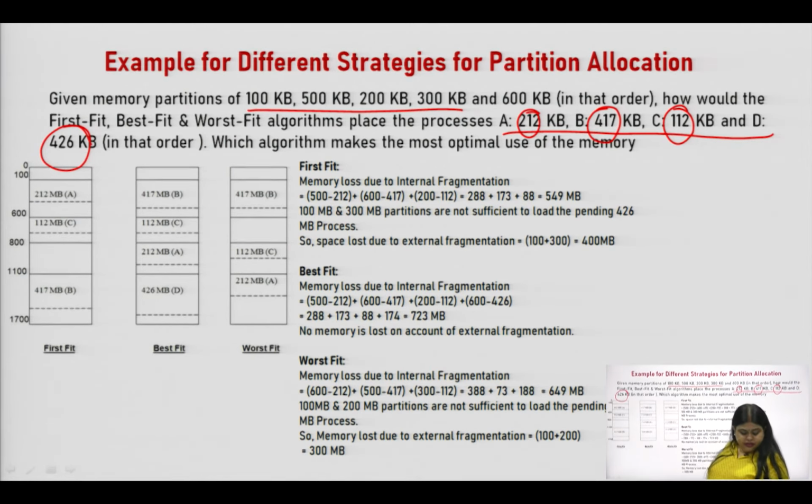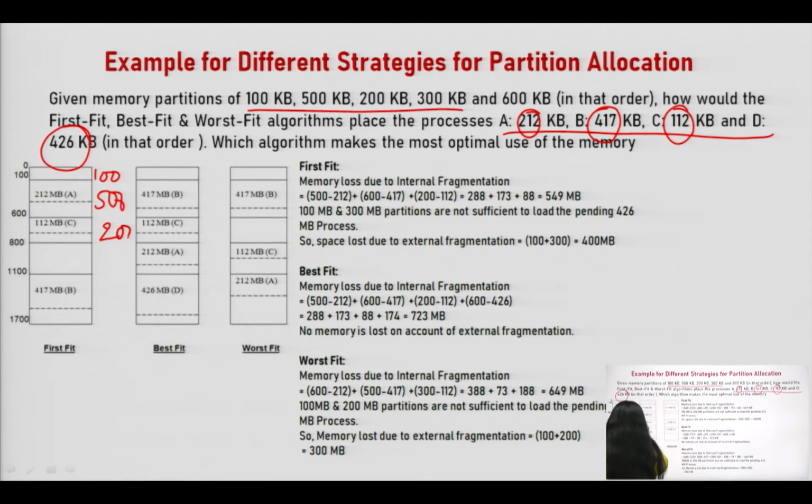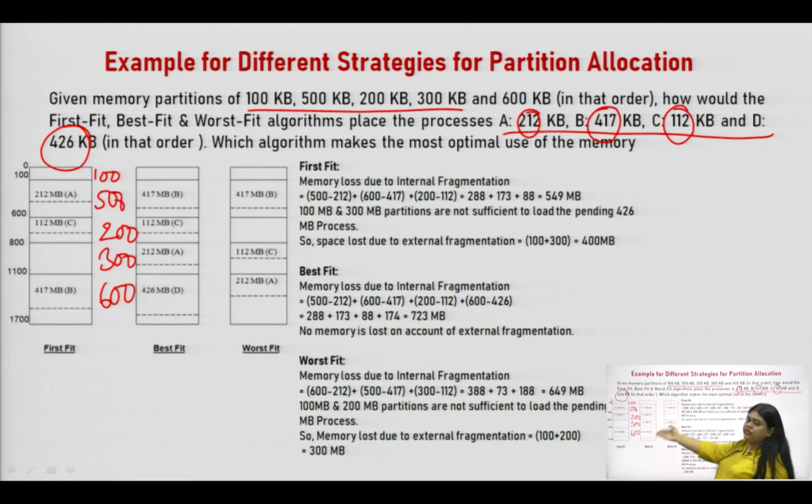So, let us say when we talk about the blocks, this was the first 100 KB block, next we have the 500 KB block, followed by the 200 KB block, then 300 and the 600 KB block. So, these are the partitions given to you in the question. Starting with the first fit, first fit means whatever first available block satisfies your requirements, allocate it to that particular process.